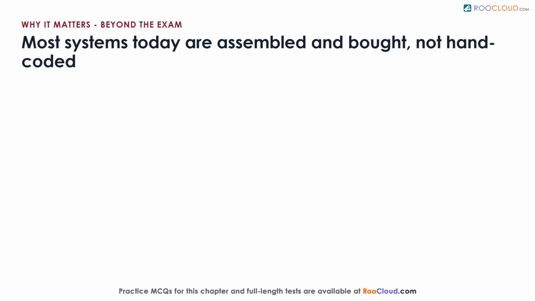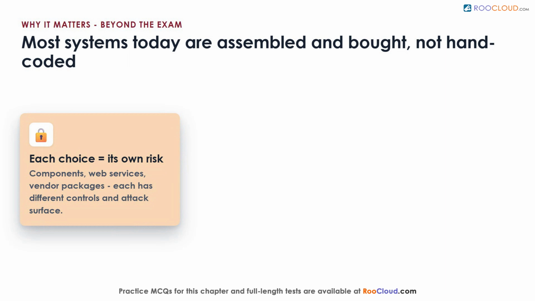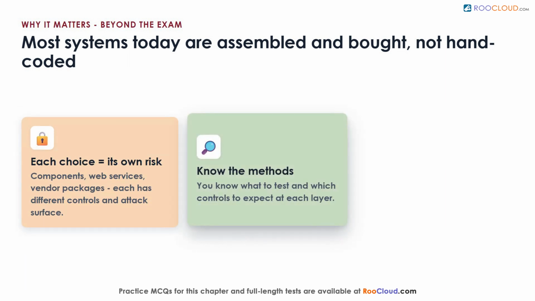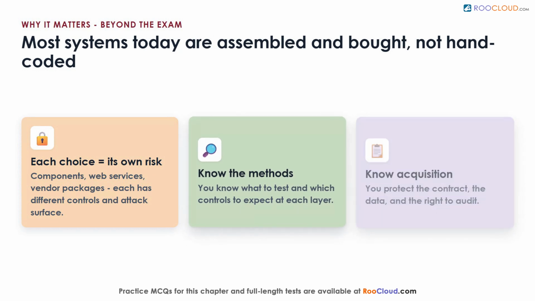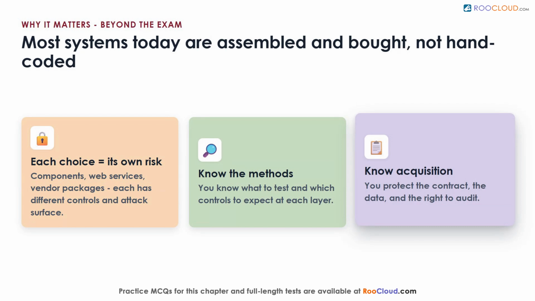Why does this matter beyond the exam? Because most systems today are assembled and bought, not hand-coded. Picture an insurer modernizing its claims platform. The team mixes components, web services, and a vendor package. Each choice carries its own controls and its own risk. When you know these methods, you know what to test. And when you know acquisition, you protect the contract and the data.